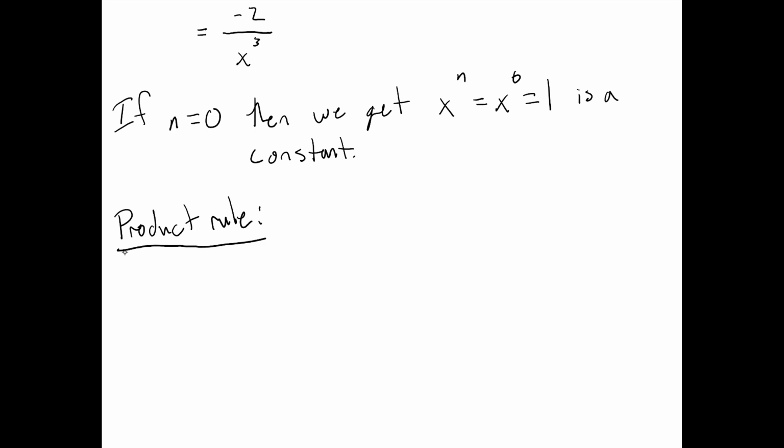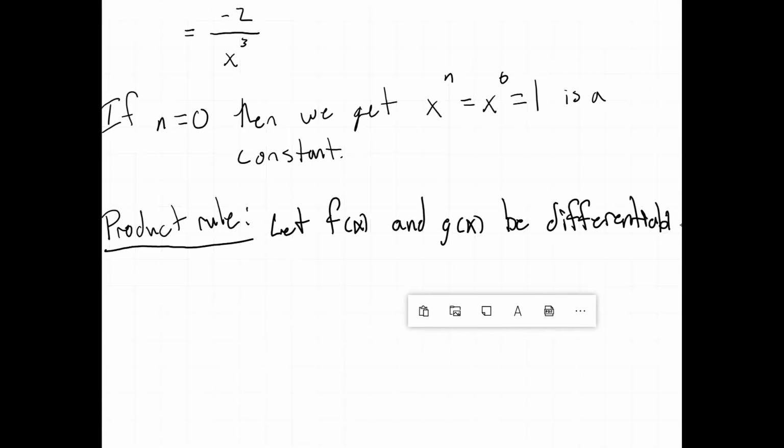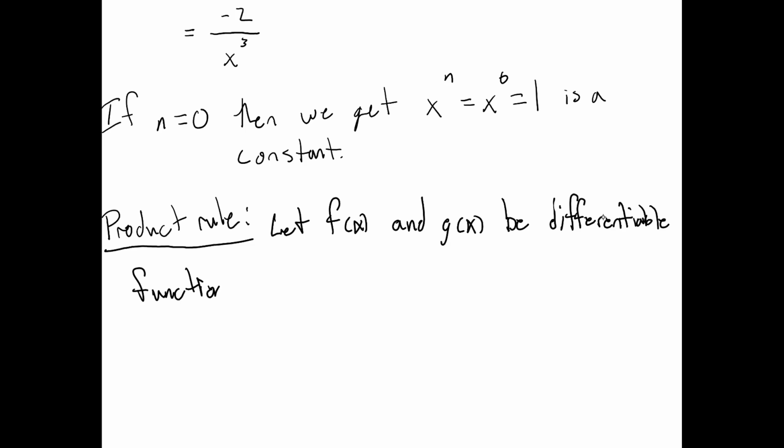The product rule. So, as always, we need to let f of x and g of x be differentiable functions. For some reason my pen is dragging. Again, that just means we can take their derivatives, right?